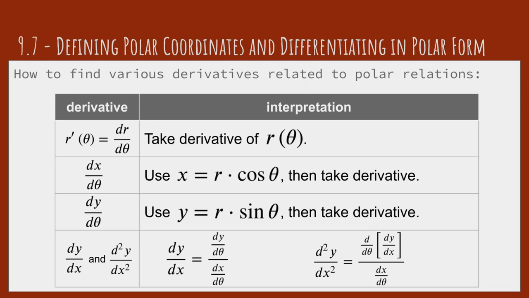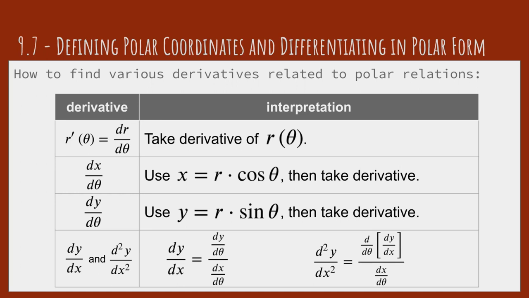So the first one, there's actually four different derivatives and kind of a fifth if we throw in a second derivative that we're going to look at with polar relations. The first one will sometimes be written in prime form. So r prime of theta is just another way of saying dr d theta. And remember, r is the distance between a point and the origin. And so when we find dr d theta, we're finding how fast that distance between the point and the origin is changing.